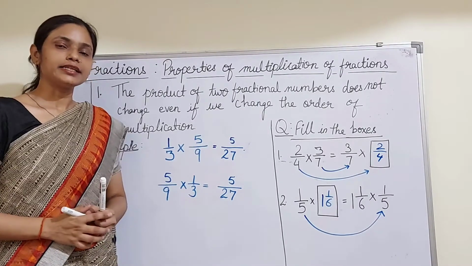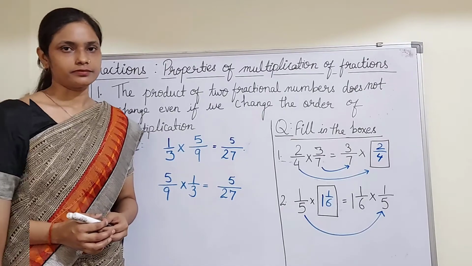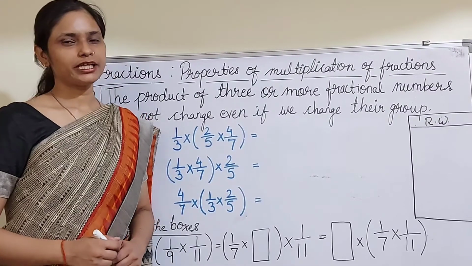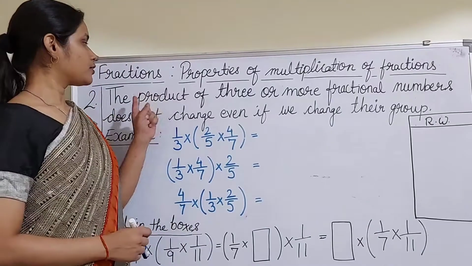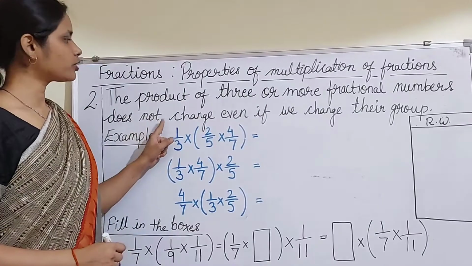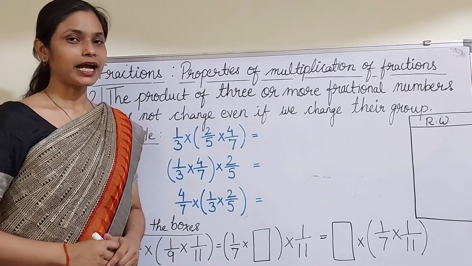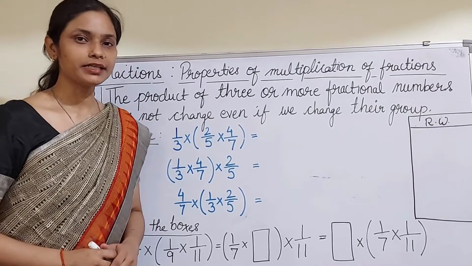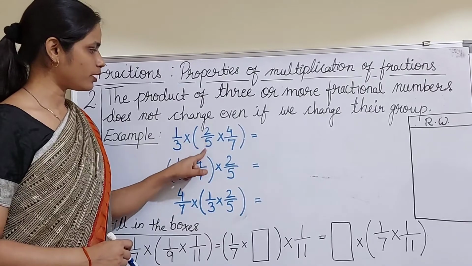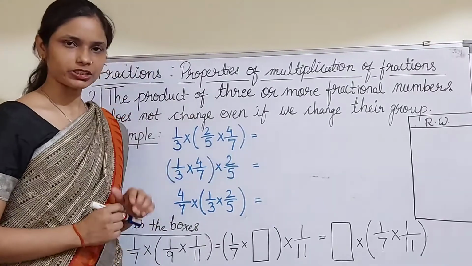Now let us understand the second property of multiplication of fractions. Students, the second property says the product of 3 or more fractional numbers does not change even if we change their grouping. Now let us understand this property with the help of an example. First I have taken 1 by 3 multiplied by 2 by 5 into 4 by 7. So first find the product of these fractional numbers.